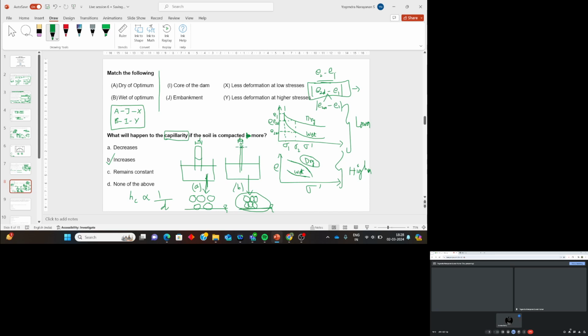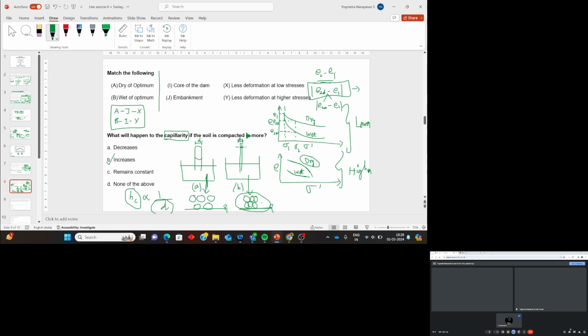Sir, but if we compact it more, how will the water rise above it? Now, what will happen to the pore size here? In the soil, when you compact it, what happens to the pore size? Sir, it will decrease. Then, if you apply this relation, what happens to the rise in capillary? Increases. Yes, that is exactly what is happening.